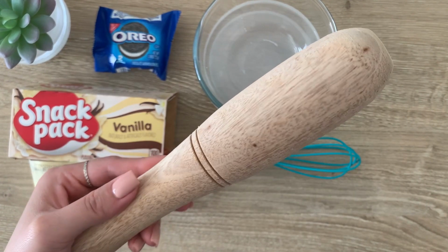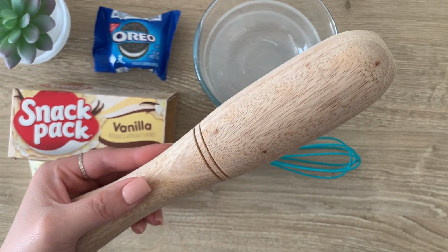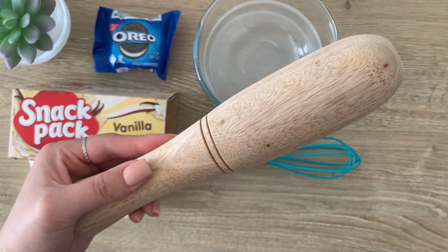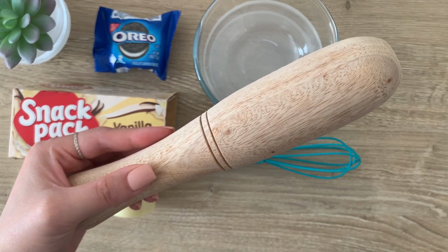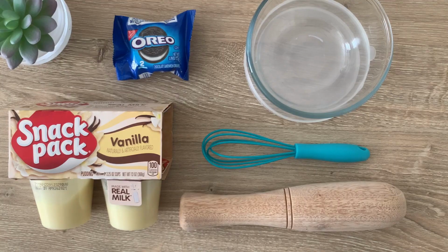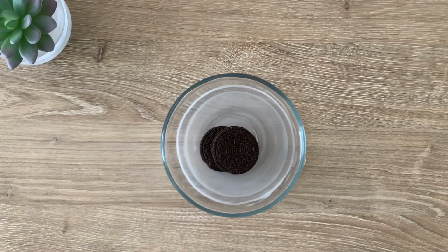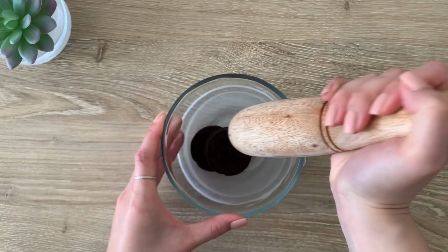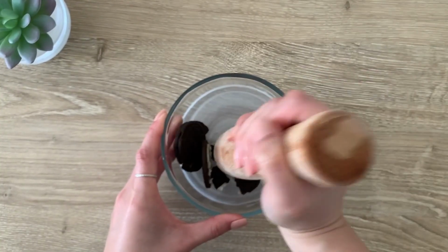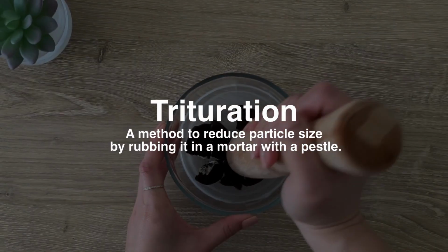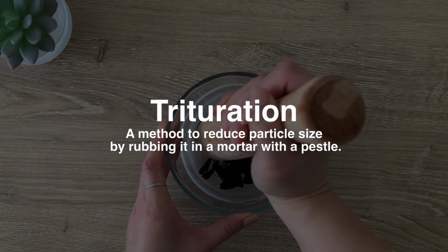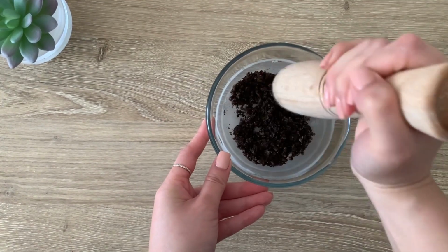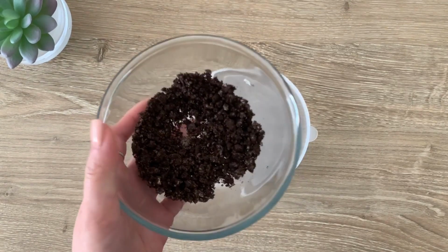So for the purposes of this video and to be as similar to compounding as possible, I will be using the pestle, but feel free to use whatever you have on hand because the only purpose of this item is to crush the cookies. First, I'm going to add the cookies to the bowl and take the pestle and begin crushing the cookies. This step mimics the trituration technique used when compounding. Trituration is a fancy word for reducing particle size. So after about 1 to 2 minutes of trituration, you should have a fine cookie crumble like this.